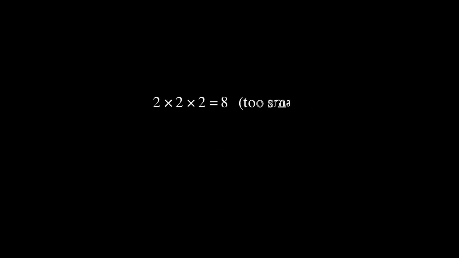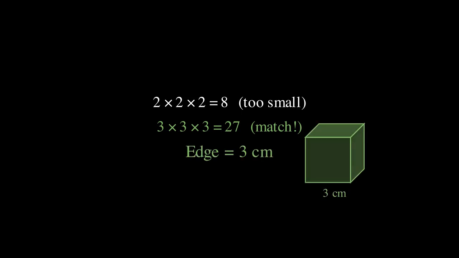Let's try 2. 2 times 2 times 2 is 8, too small. Let's try 3. 3 times 3 times 3 is 27, that's exactly what we need. So each edge of the ice block is 3 centimeters long.